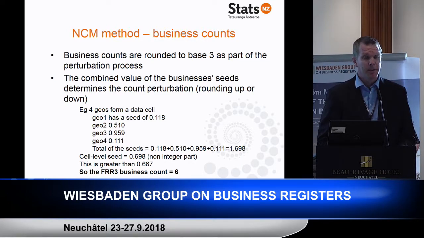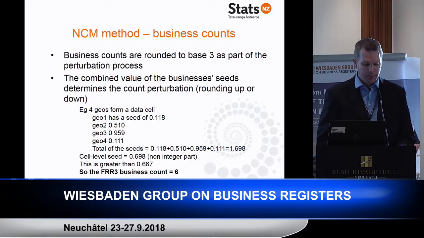Here's an example of business counts. So business counts are rounded to base 3. If we look at a cell with 4 geographic units, we firstly add up the total value of the seeds, which is 1.698. We then take the non-integer part, i.e. 0.698. Now here there is a 2/3 possibility, i.e. up to 0.667, that the cell will be rounded to the nearest base of 3.